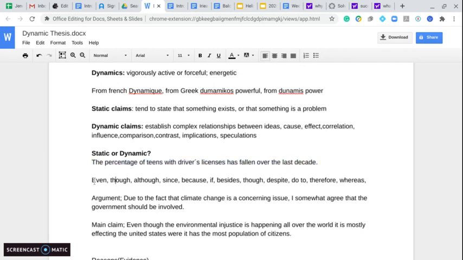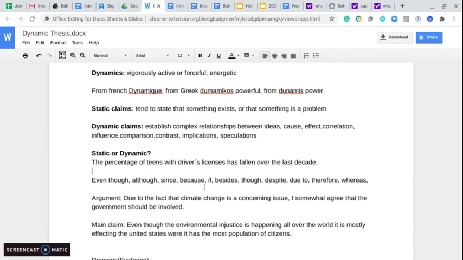So words like this, I encourage you to use these words in your thesis. Even though, although, since, because, if, besides, though, despite, due to, and therefore, whereas, those are great words to use in a dynamic thesis, okay? So use these words.